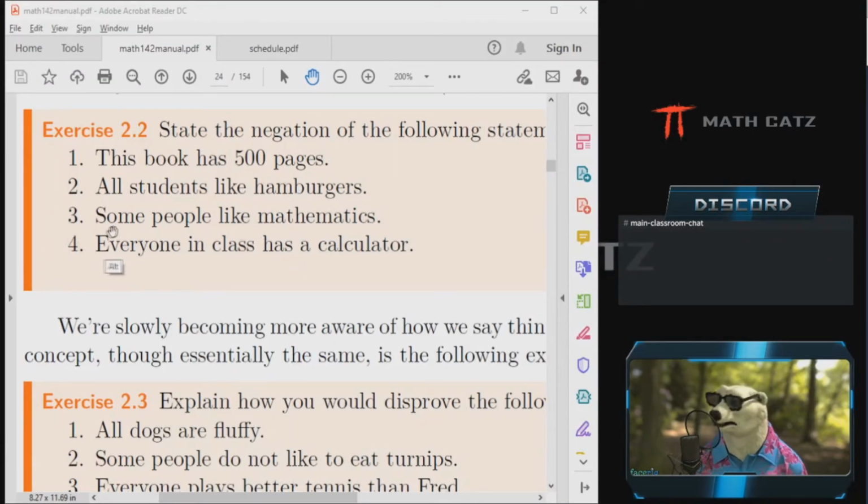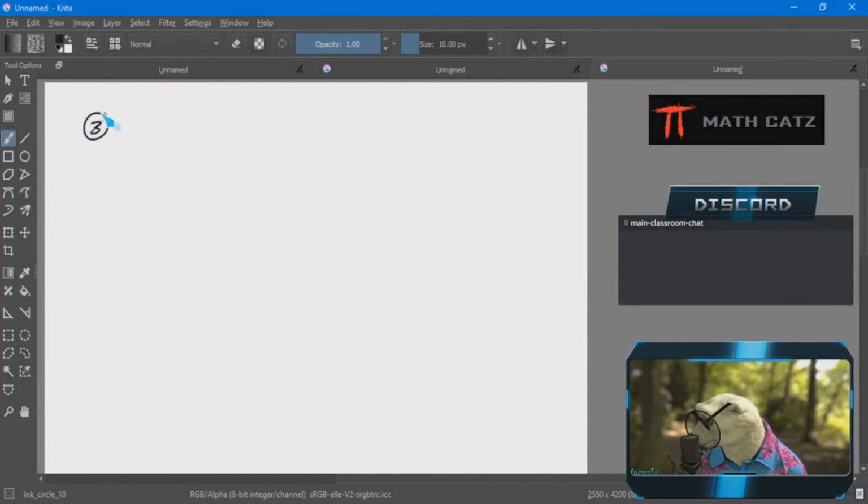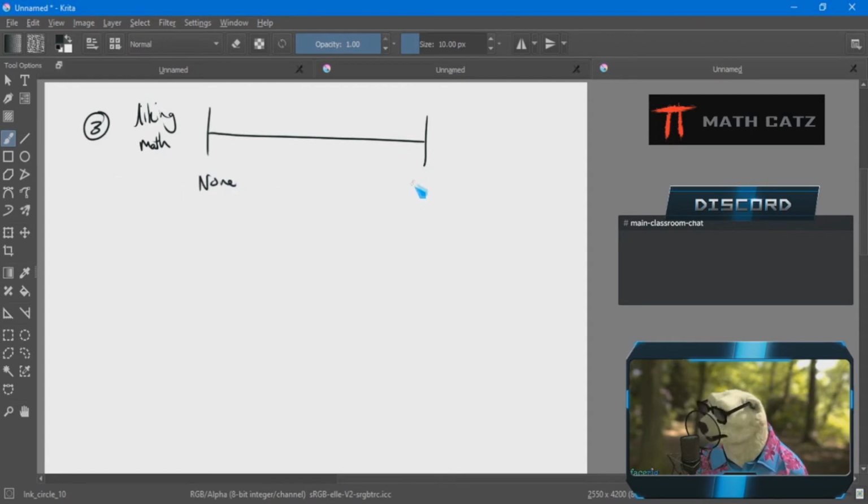So now I see that some word in number 3. So I now have to understand that means at least one. Some people like math. What helps me a lot is to look at this spectrum, this range of what is possible. I like to remind myself this is about people liking math. And what's possible? Absolutely no one likes math to absolutely everyone likes math. Whether it's realistic or not is not the question here. What is possible? What's the number of people that could possibly like math?